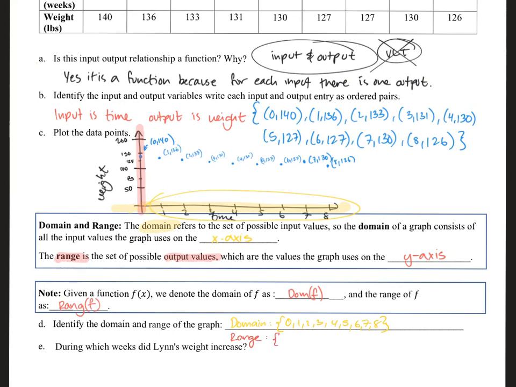So take a second and try to write down what the range values are going to be. Well, the range values are going to be all the values we used for the y's. Or you could also look back up at the table at the top. So the range is going to be, and we can list it out from smallest to largest, 126, 127, 130, 131, 133, 136, and 140, and there were a few duplicates. But there we go, that's the range. Those are the values we used for the y values. And remember the domain is the x values.